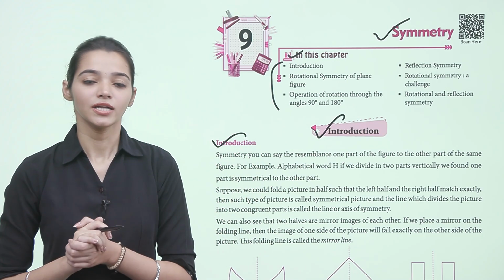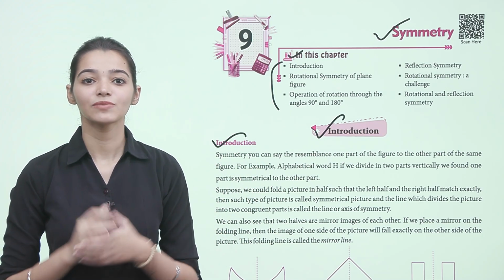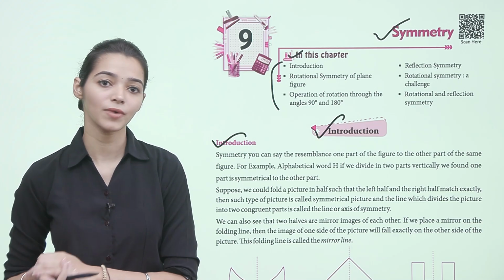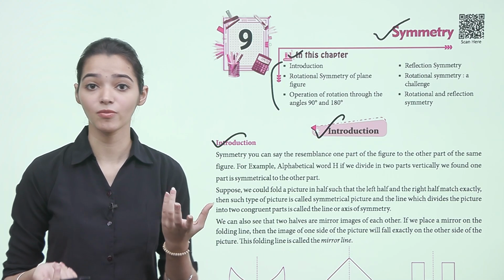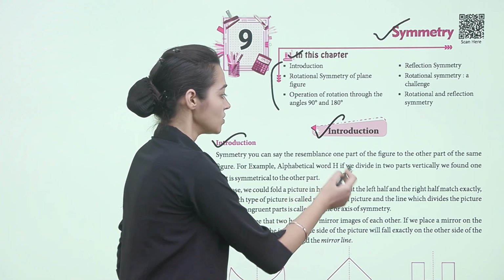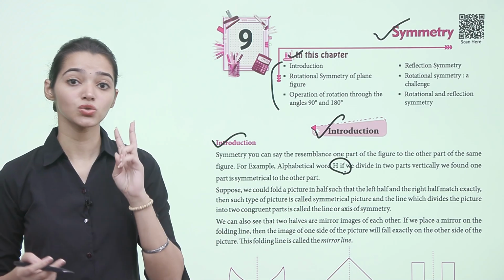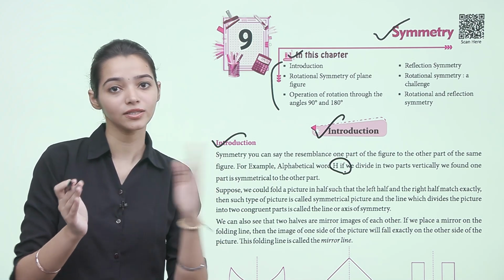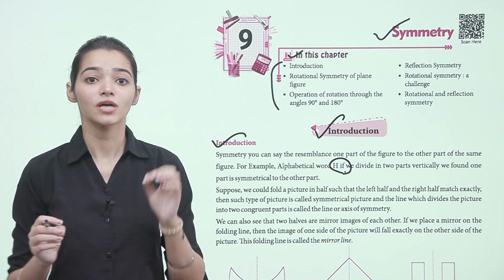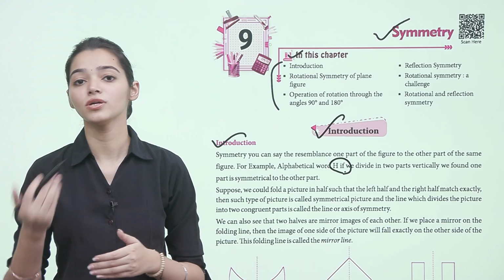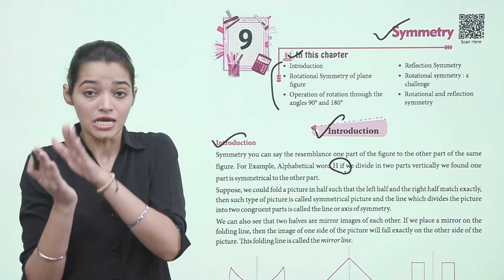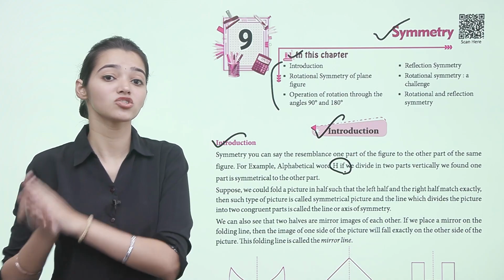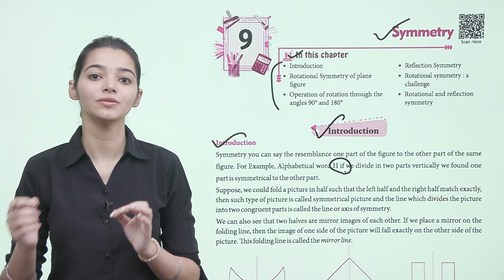Introduction. In the introduction part we have learned that symmetry is the resemblance of one part of a figure to the other part of the same figure. For example, take the letter H. If we divide H into two parts vertically, one part is symmetrical to the other part, students. Now suppose we fold a picture in half such that the left half and the right half match exactly. Such a picture is called a symmetrical picture.